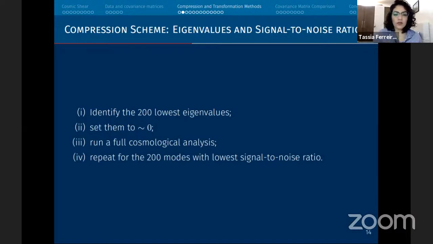And we run a full cosmological analysis on that. And we repeated the same process for the signal to noise ratio as well. So we took the modes with the 200 lowest signal to noise ratio. We got rid of them by setting them to something even lower. And then we run the cosmological analysis. We did that with the 200 modes with the highest signal to noise ratio as well. But we don't usually show these results because they're similar to the ones that we have here.